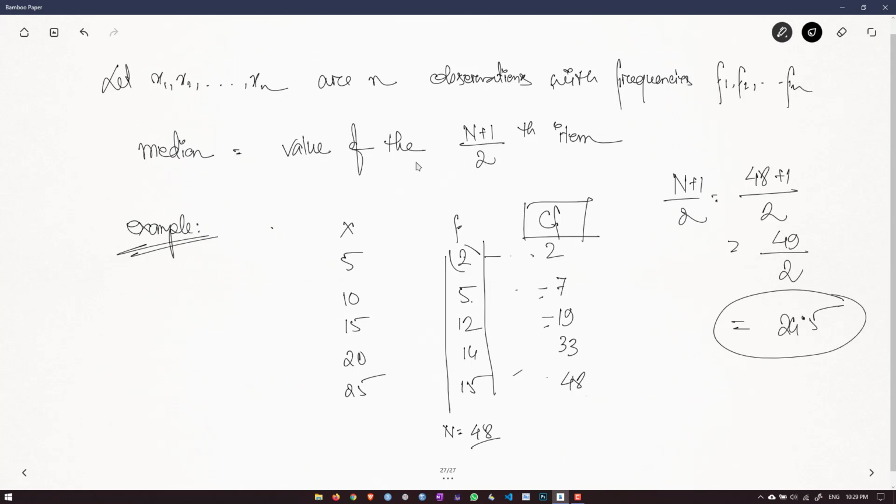Now median says that the value of the n plus 1 by 2 th term. Now obviously 24.5th term does not exist. So we will have to find out something greater than 24.5, right? The cumulative frequency which is greater than 24.5. So for 24.5, the cumulative frequency is 33. So the median will be the corresponding value of x. So median is equal to 20.